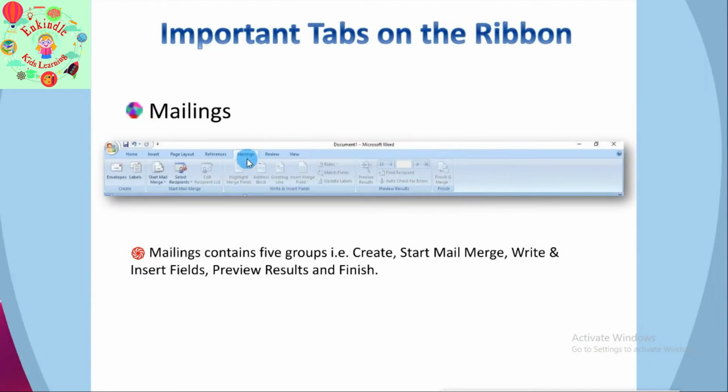The next tab is Mailings. It is the fifth tab in the ribbon. It is the least often used tab of all the tabs available in the ribbon. It allows you to merge emails, write and insert different fields, preview results, and convert a file into a PDF format. The Mailings tab has 5 groups of related commands.